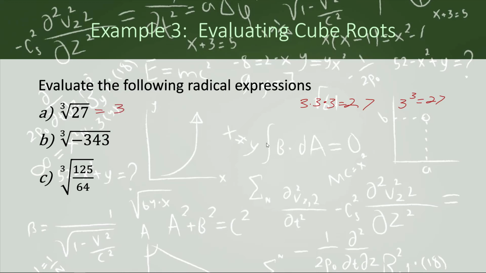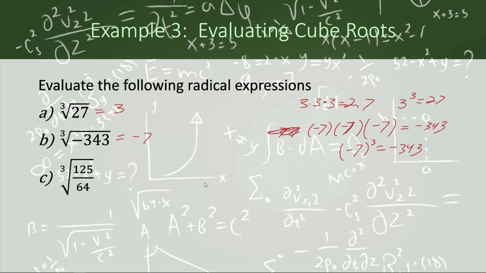What about this one right here? That looks pretty bizarre. Well, check this out. If I took negative 7 and multiplied it by negative 7, I would actually get 49, positive. If I multiplied that by negative 7 again, I would get negative 343. So that tells us that negative 7 cubed is equal to negative 343. And so the cubed root of negative 343 is negative 7.